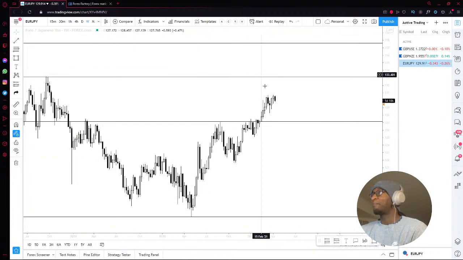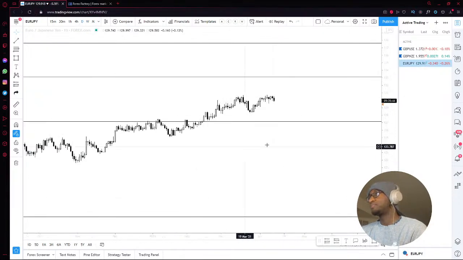All right. Anyway, got price reaction within this window. Going down to the daily time frame.